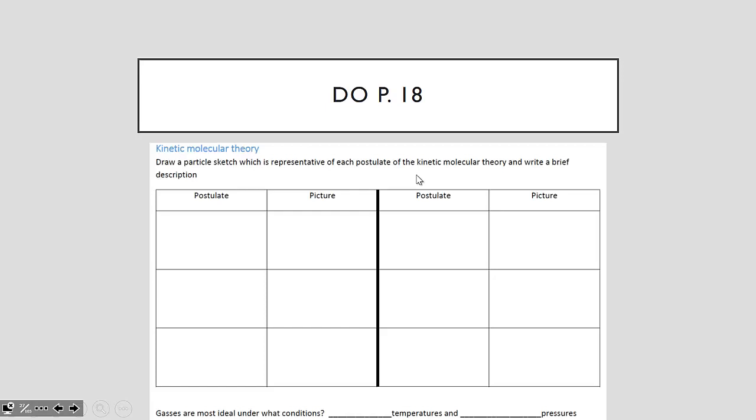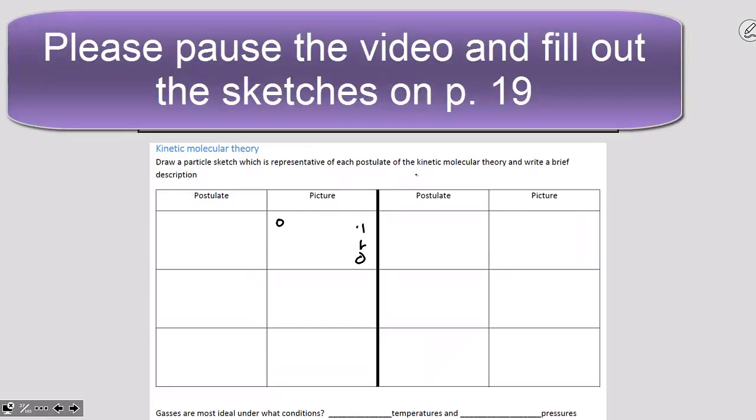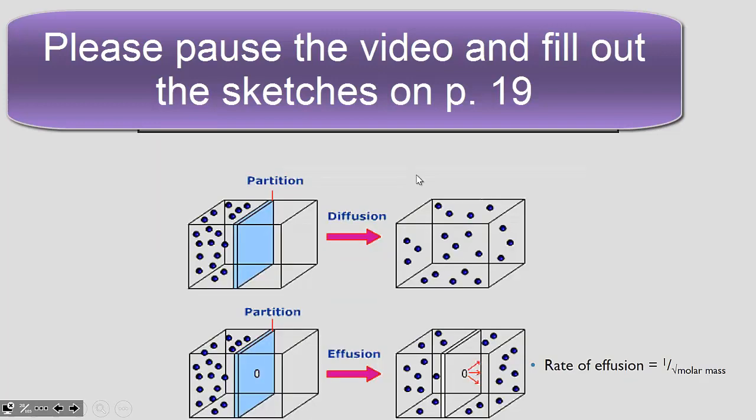So page 18 has you finishing this by drawing a picture for the postulate. So if you want to say they have no intermolecular forces, you could show gas molecules separated from one another, being like, I don't love you. Drawing your picture is up to you, completely subjective.